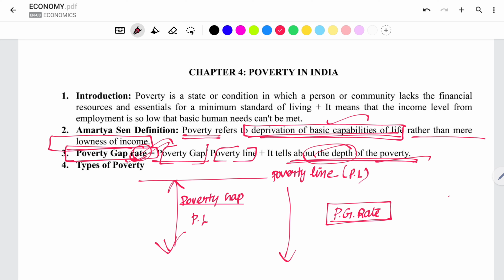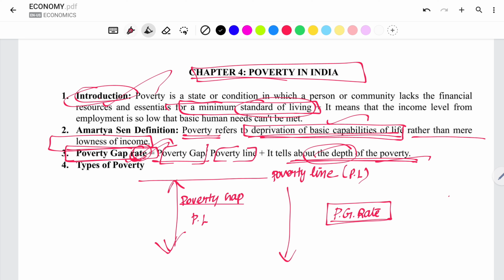Now we have to look into the types of poverty. We have seen the introduction of what poverty is. Here, the minimum standard of living is the term they include when measuring poverty. It means that the income level from employment is so low. Amartya Sen focuses on deprivation of basic capabilities of life instead of the lowness of income. Now, what is the poverty gap? The poverty gap rate is the poverty gap divided by the poverty line.